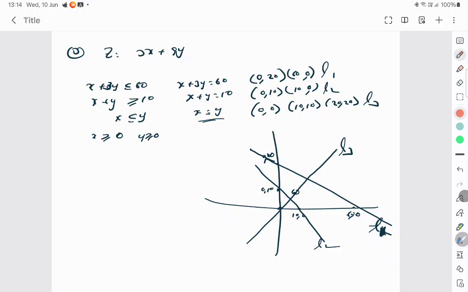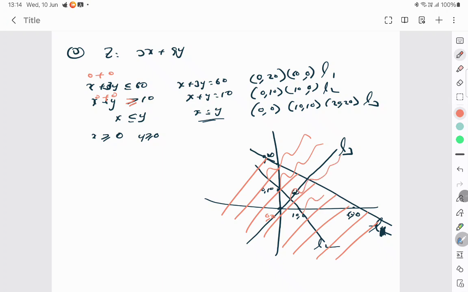Line 1 and line 2 are okay. You can check whether the origin can be shaded. Put 0 and 0 here. It's less than 60, so line 1 is satisfied. For line 1, the origin side can be covered. Take line 2 and substitute 0 and 0. No, it's not satisfying, since 0 is not greater than 10. So the origin should not be shaded for line 2. For line 2, shade the other side, not the origin side.